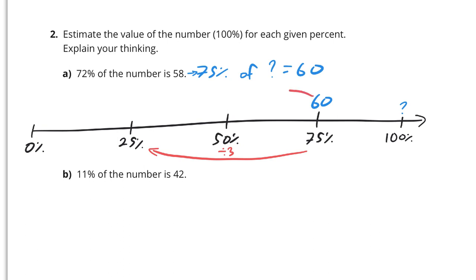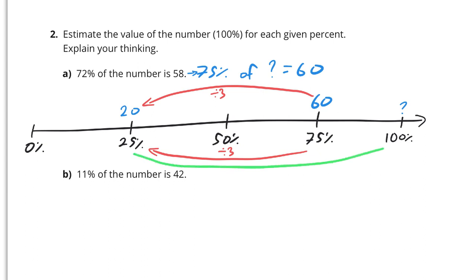And whatever we do to the bottom, we've got to do to the top as well. We're going to divide by 3. 60 divided by 3 is going to give us 20. Then all we're going to do to get from 25% to 100%, we multiply by 4 again. And to get from 20 over here, we're going to multiply by 4, and that will give us 80. Our final answer is 80. That's just an estimate, of course.